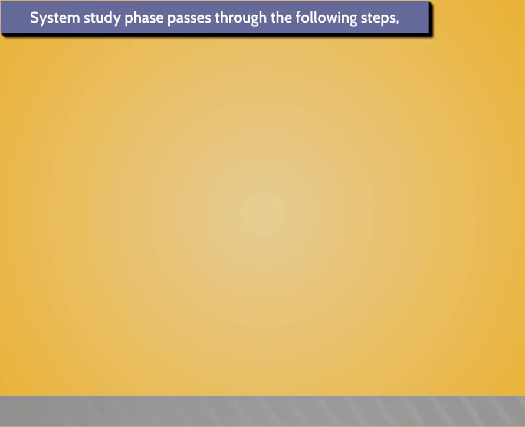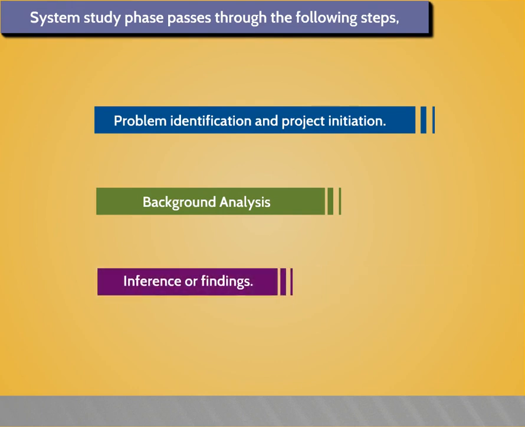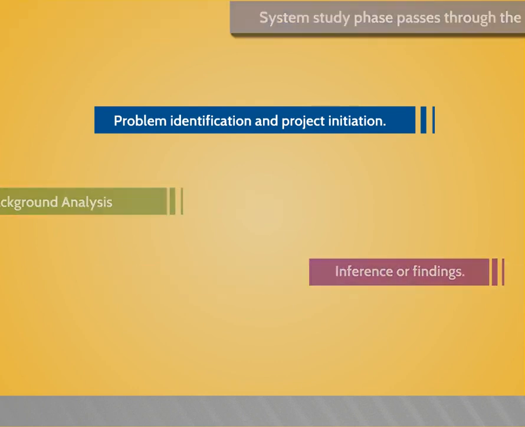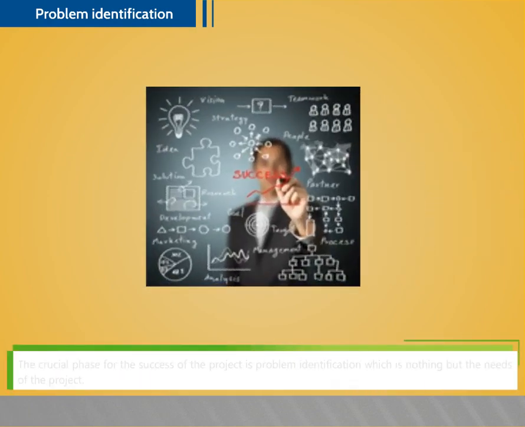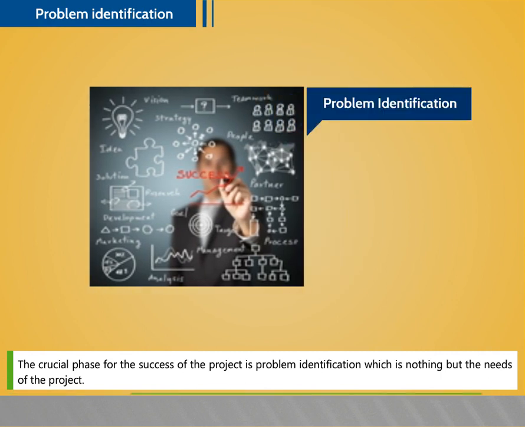System study phase passes through the following steps: problem identification and project initiation, background analysis, inference of findings. Problem identification. The crucial phase for the success of the project is a problem identification, which is nothing but the needs of the project.